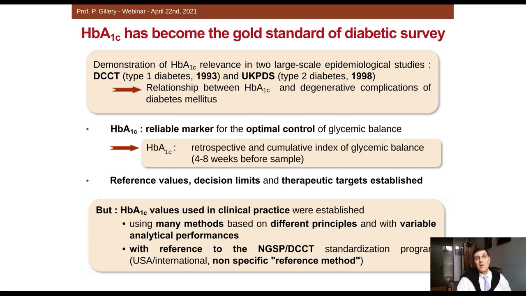Quickly after HbA1c discovery, HbA1c has become the gold standard of diabetic survey. It was demonstrated by two large-scale epidemiological studies, the DCCT study for type 1 diabetes and the UKPDS study for type 2 diabetes. Both studies showed the relationship between HbA1c and degenerative complications of diabetes mellitus.